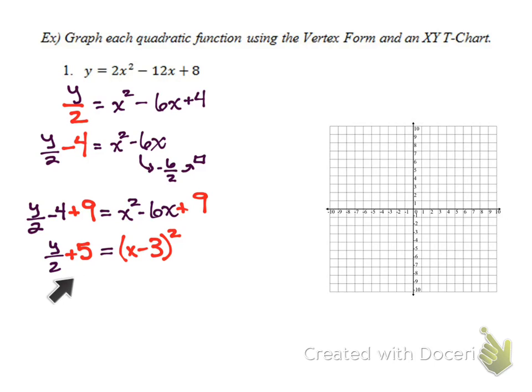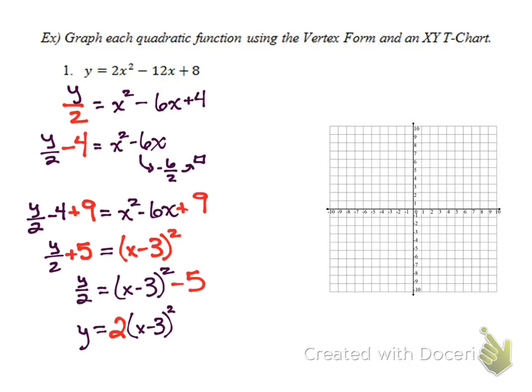And now I'm going to try to get this into vertex form. Subtract your constant to the other side, and then we're going to take care of that A. Because we divided by 2 in the beginning, let's multiply everything by 2. If you multiply this left side by 2, we get just a y equals, when you multiply that binomial by 2, we're going to leave it on the outside. And then multiplying -5 by 2, we get -10.